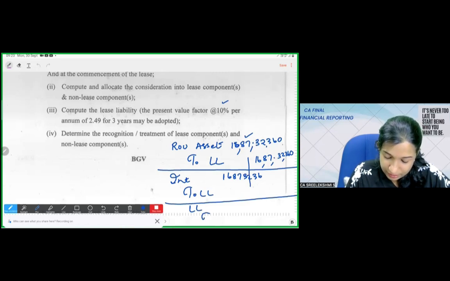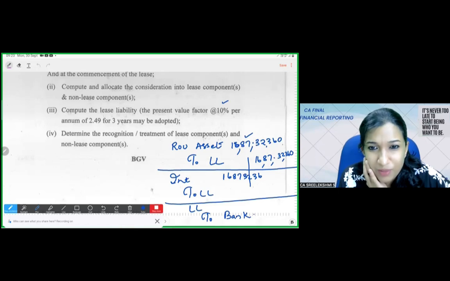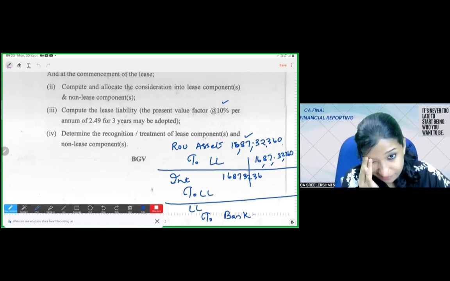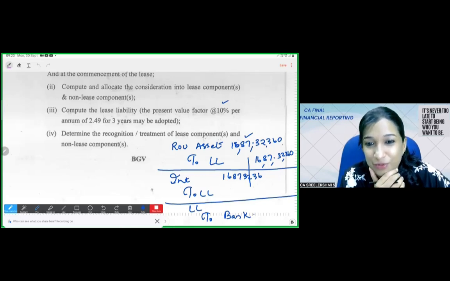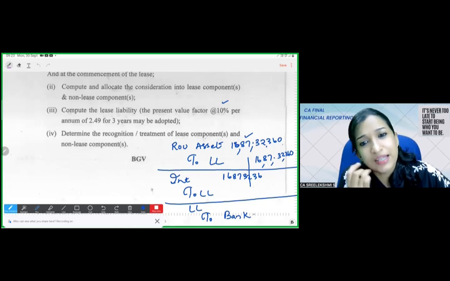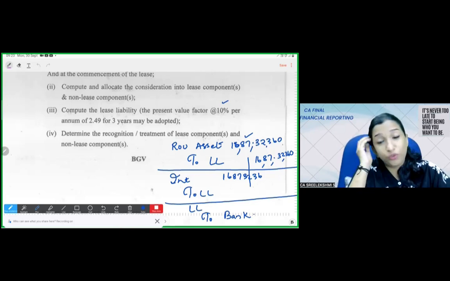Lease liability to bank. How much will be the lease liability to bank? 56.37. Yes. Lease liability to bank. The balance you should show as other expense to bank. Are you all listening? You pay 240 lakhs.